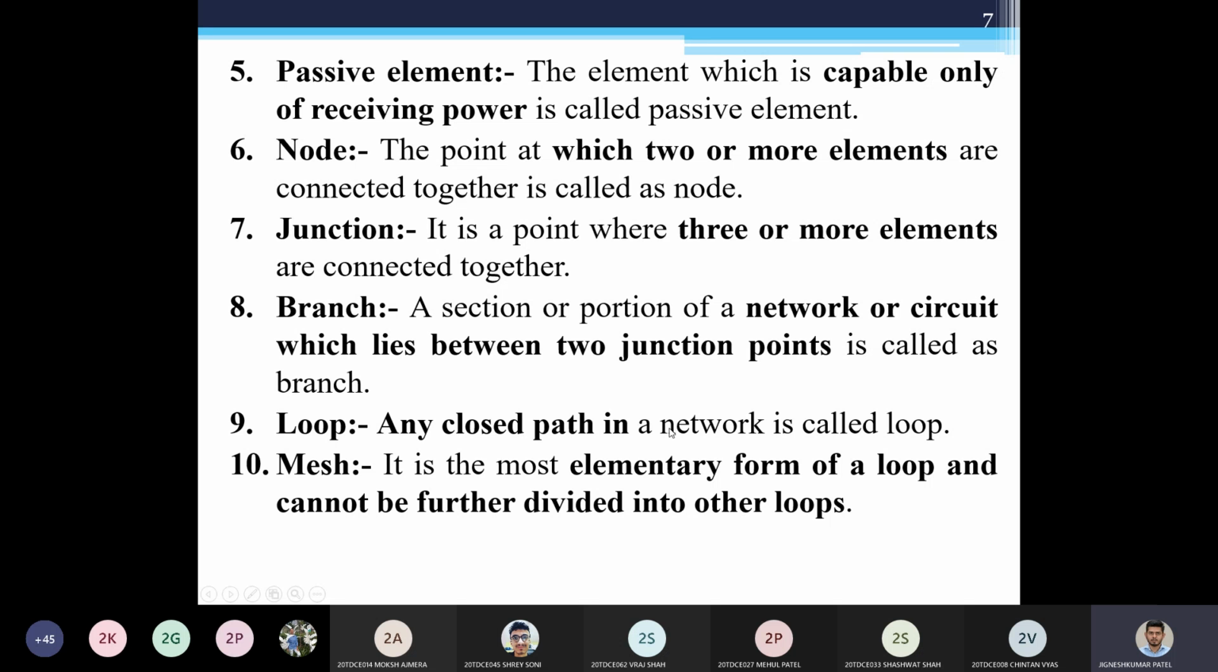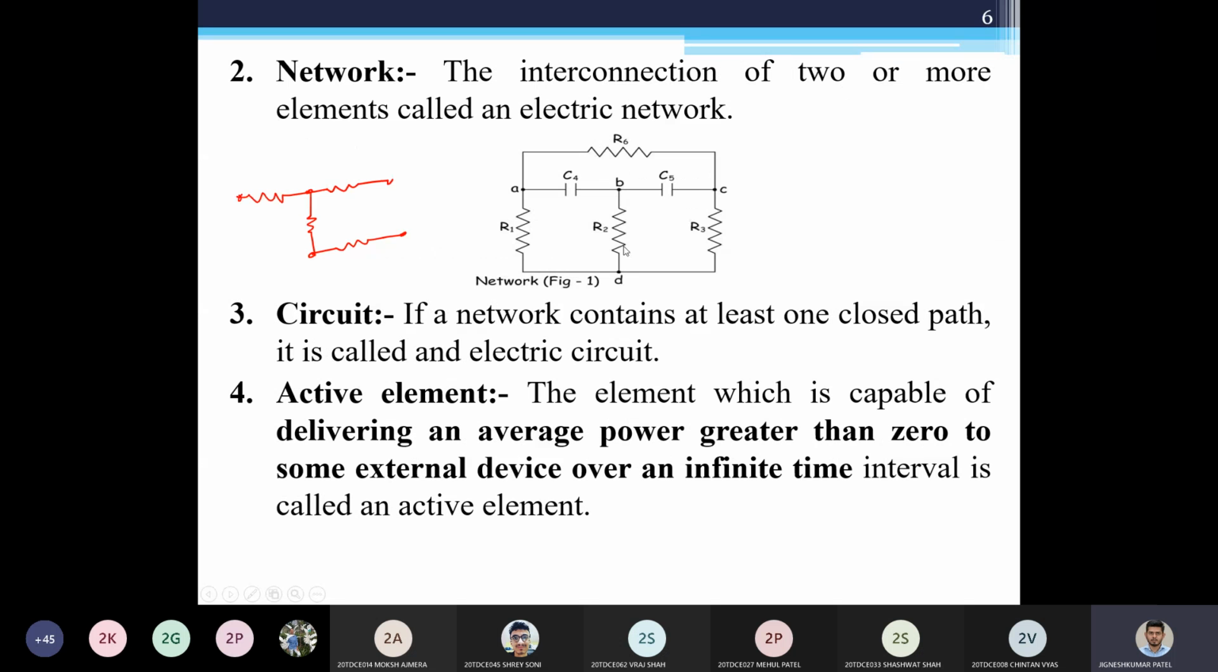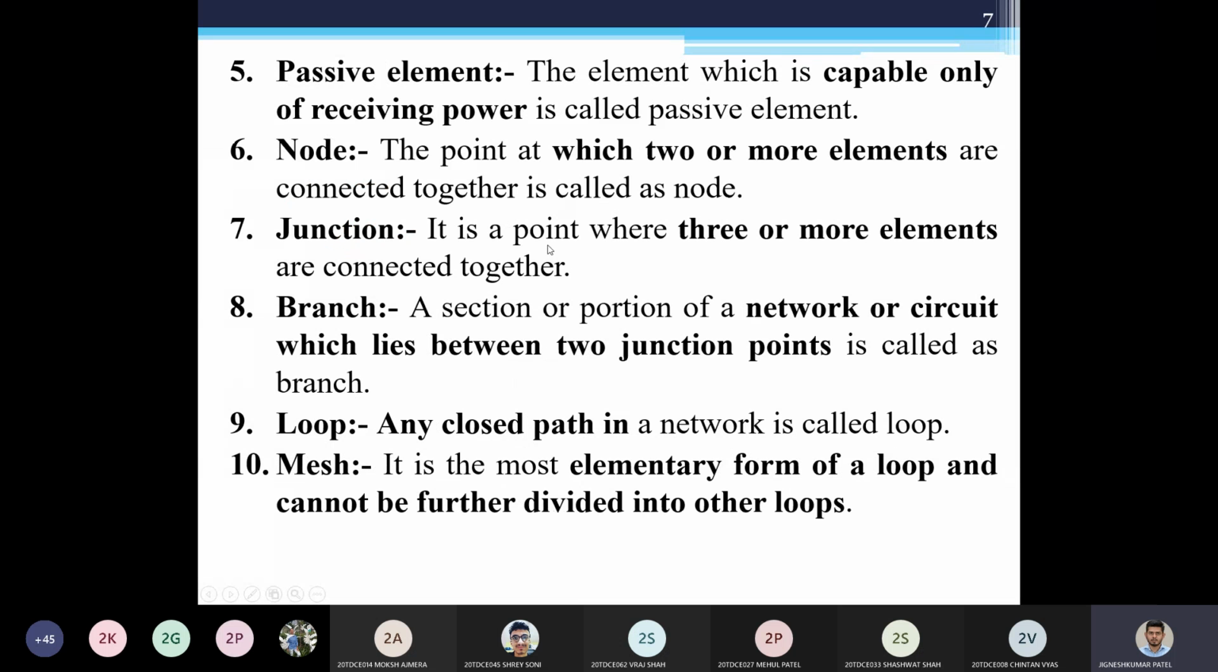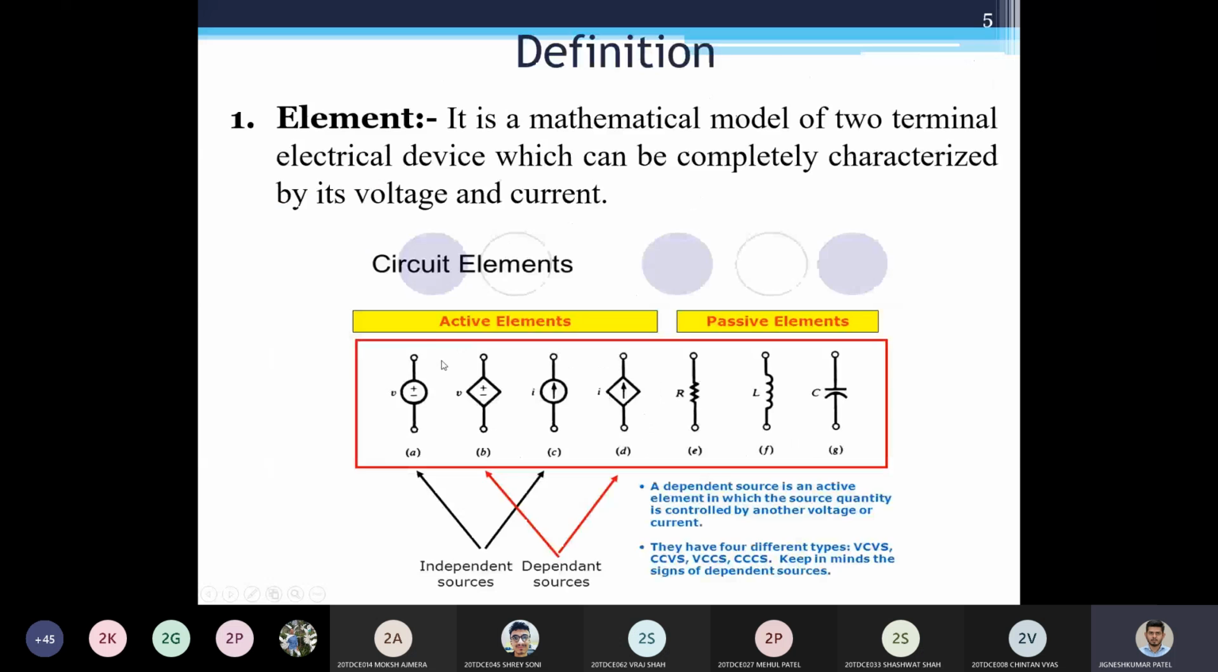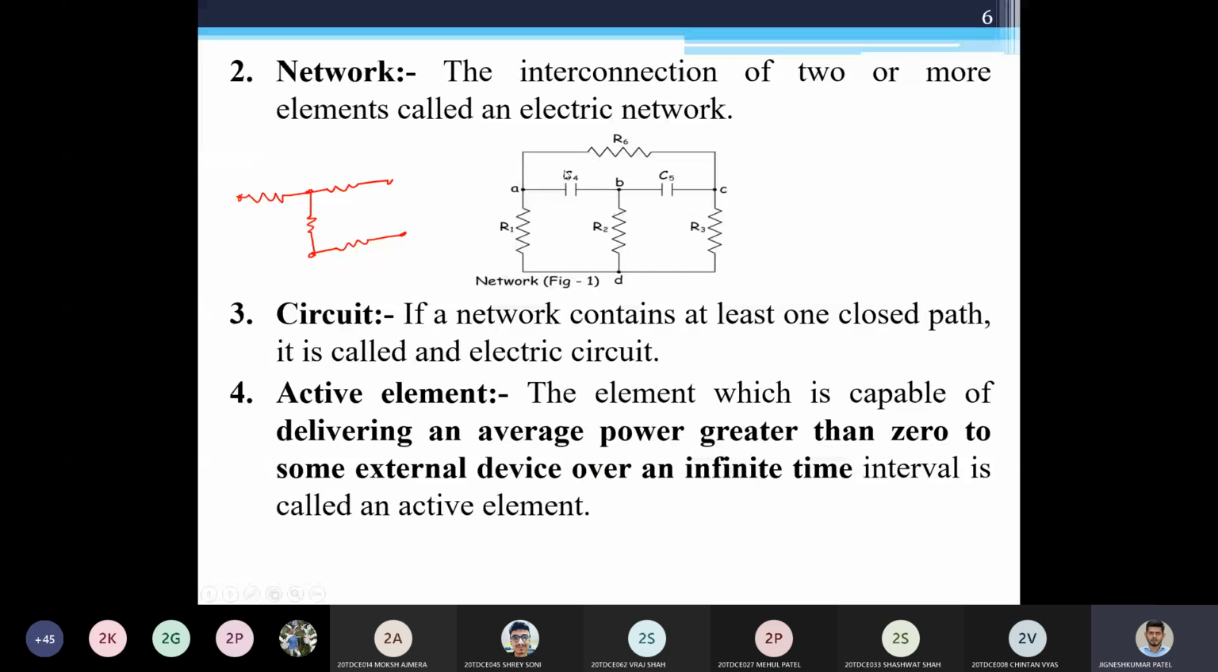Loop. Any closed path in the network is a loop. So see, this is a network, and if I say a closed path R1, C4, R2, like A, B, D, a formulation of this is a closed path. So I can say this is a loop. If I consider one more example, a bigger loop like this, then also I can say it's a loop.